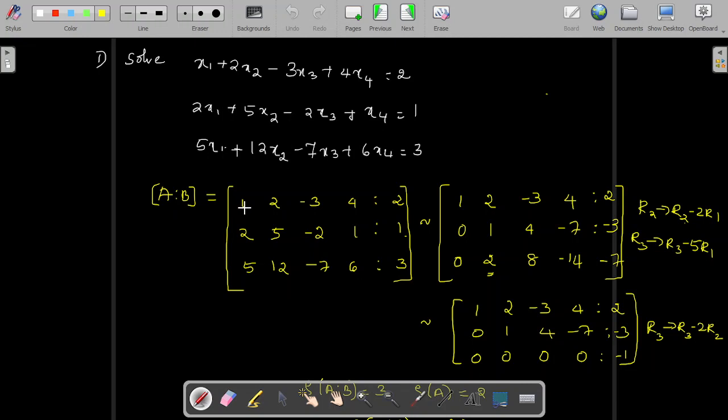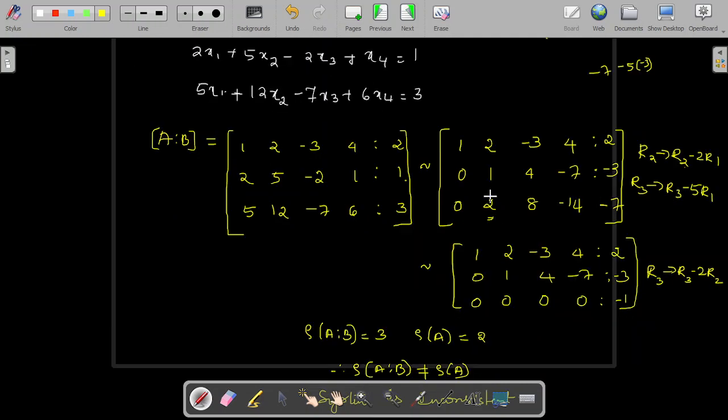R2 changes to R2 minus 2R1. R3 changes to R3 minus 5R1. So, you have 2 minus 2, 0, 5 minus 4, 1, minus 2 plus 6 is 4, 1 minus 8 is minus 7, 1 minus 4 is minus 3. 5 minus 5 is 0, 12 minus 10, 2. This all comes by practice. Minus 7, here comes this minus 7, minus 5 into minus 3, 15 minus 7 is 8, then 6 minus 20, that is minus 14, 3 minus 10, that is minus 7.